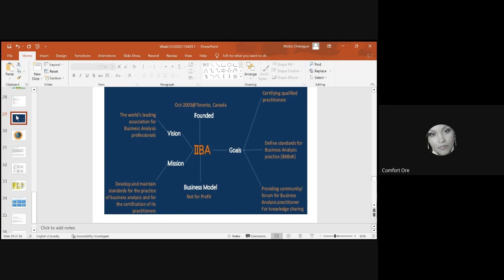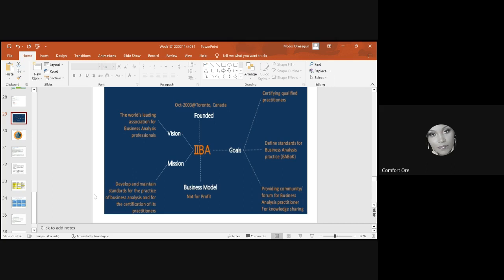The goal is to certify qualified practitioners. So they're the body involved in putting together the exams and ensuring that people who are interested in going into business analysis are certified. They define the standards for business analysis practice. And so we have a book called the BABOK, the Business Analysis Body of Knowledge. Part of the goal is also providing a community forum for business analysis practitioners for knowledge sharing.